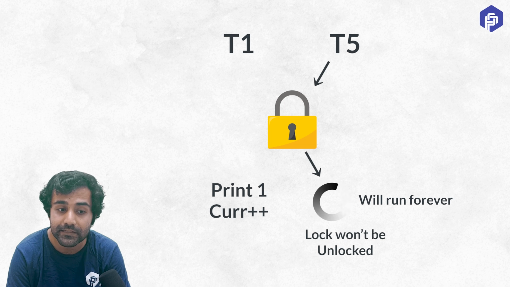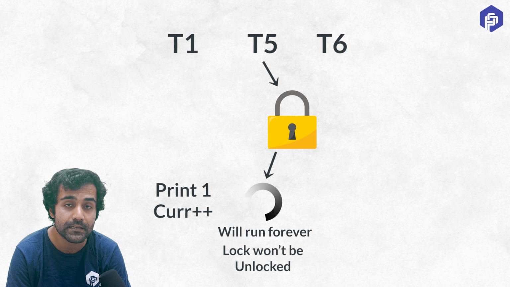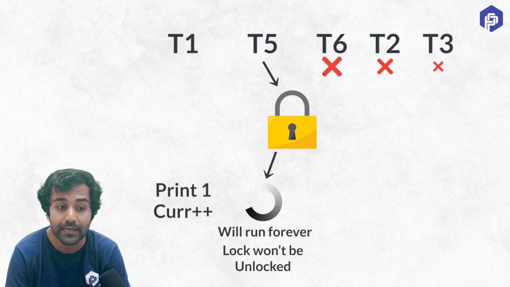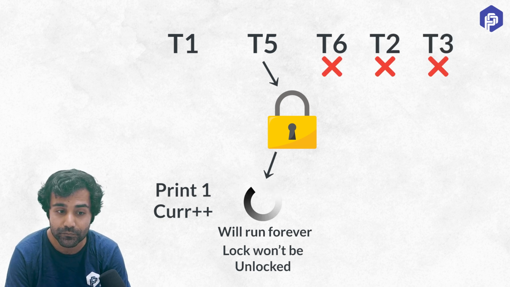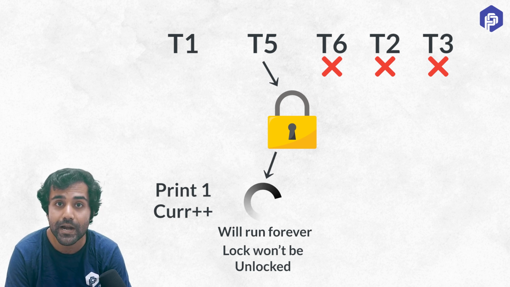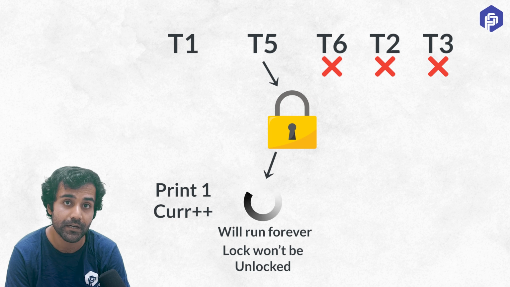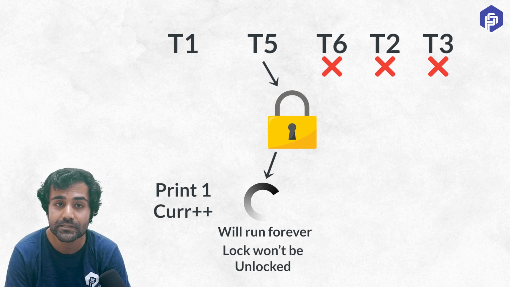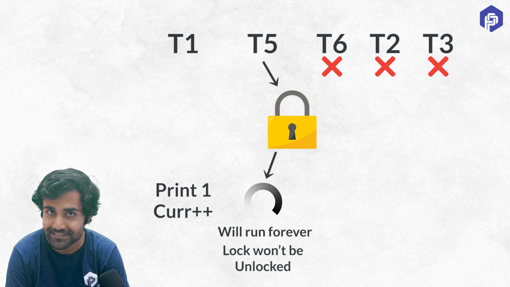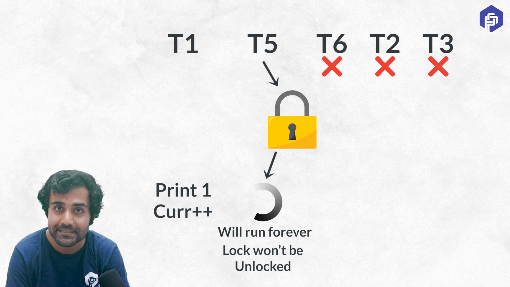And unless it releases it, any other thread that gets scheduled by CPU, let's say T6 or T2 or T3, will never be able to acquire it. So the worst thing over here is that a thread has acquired a lock and then it is trapped in an infinite loop. Because of that, it is not able to release it, and because of that, any other thread will not be able to acquire it. And as long as any other thread doesn't acquire it, how will it change current? And if that current is not changed, this thread will stay here as it is. So that is the problem over here.